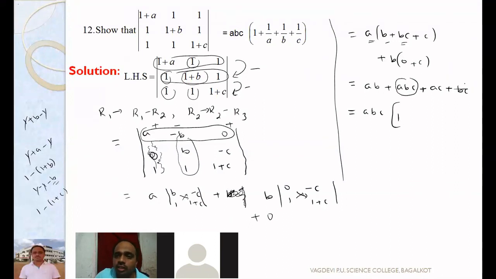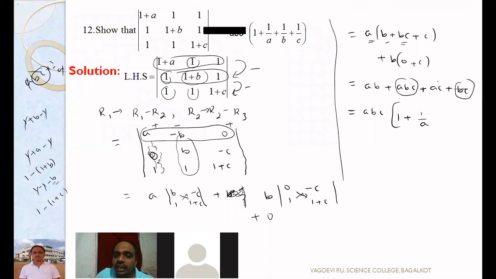Next, in BC, I've taken not only BC common, I've taken A also common, but A is not there. When A is not there, you have to balance with 1 by A. Because ABC into 1 by A means A is cancelled, and I get BC. So if you take ABC common from BC, we get 1 by A because A is not there.